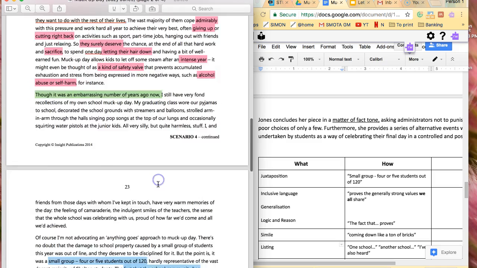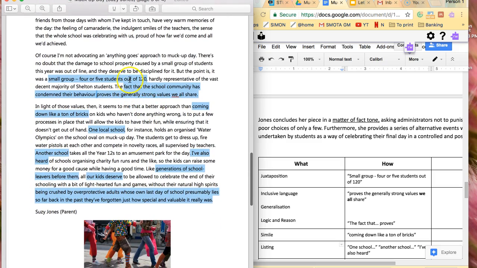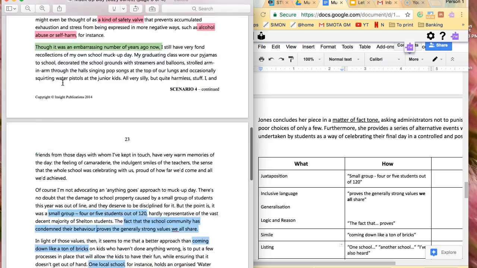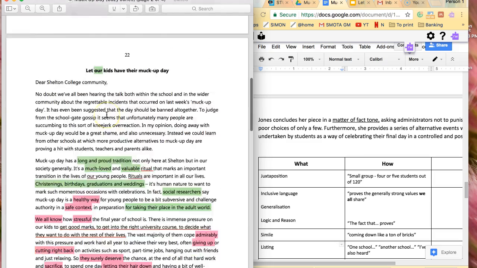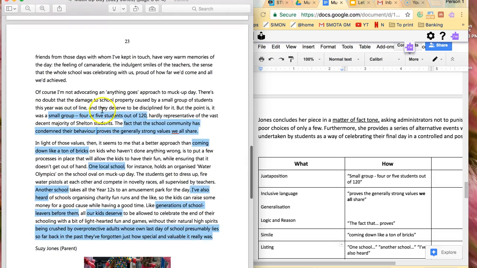So, the first thing that we've got is what's called a juxtaposition, and this is a contrast between two things to show how different they are. You put them close together, but to show how different they really are when you set them close together. So, for example, you've got this small group, and this small group is the one that was responsible for the vandalism and the graffiti, okay? And there are only 4 or 5 students compared to this large group, the majority of 120 students. And she's emphasized that when she says that's hardly representative of the vast, decent majority.